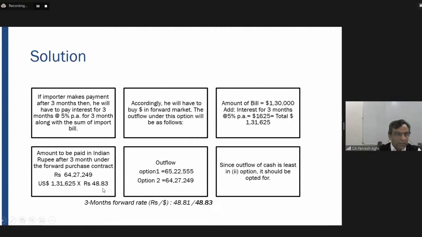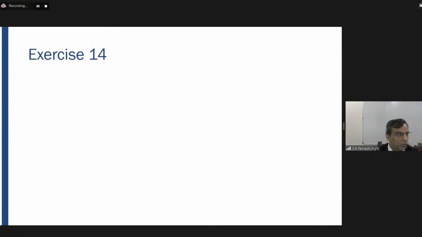So here we find that the outflow is less if he goes for a forward cover. He takes a forward contract and pays the interest at 5%, and he takes a forward cover. So after 3 months, the forward purchase contract will be this much. So in both the options, we find option number 2 is better.